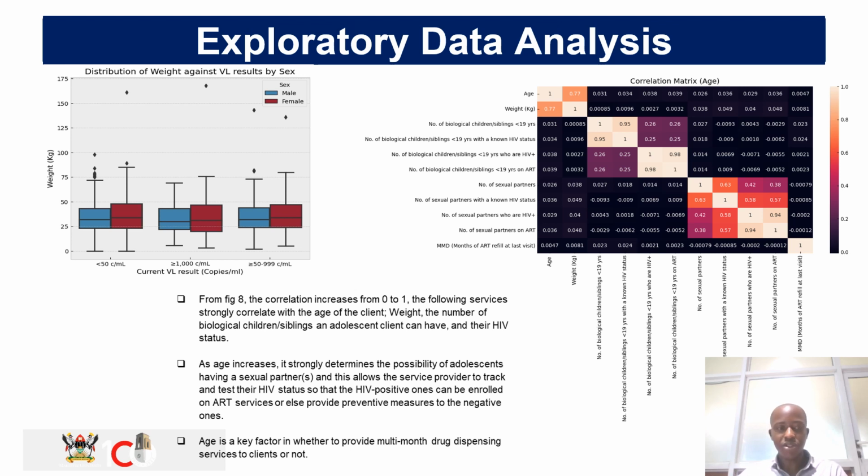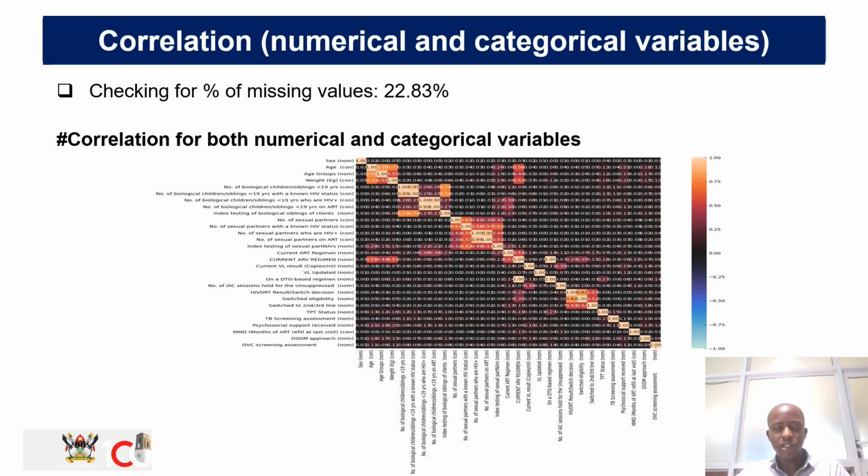Okay, so on the extreme left, we see the distribution of weight against viral result, and this still shows that we have more females who are suppressing compared to the males as well. Looking at the correlation between numerical and categorical, this still points to the same picture that I explained above. So what we see from the data set is that we have 22.83% of missing values in the entire data set.